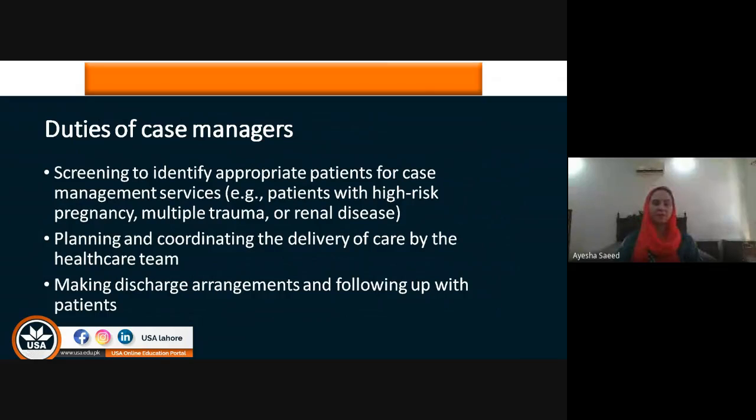What kind of patients would be screened? Patients with high risk pregnancies, multiple traumas, or renal diseases. These all require ICU treatments or intensive care treatments. So these will be managed. They are responsible for planning and coordinating the delivery of care by the healthcare team. They will be looking into each and every aspect by the healthcare team, making discharge arrangements and following up with the patient.